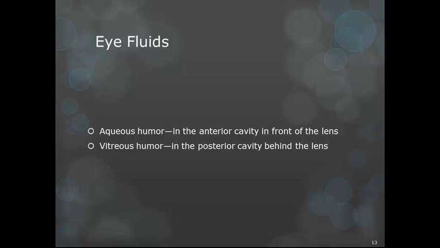Eye fluids. So we have two different types of eye fluids in the eye. We have the aqueous humor, which is in the anterior chamber in front of the lens, and then the vitreous humor, which is in the posterior cavity behind the lens. These fluids help maintain the normal shape of the eyeball. They also refract or bend light rays in a way that helps us focus them on the retina. So it has two main purposes.